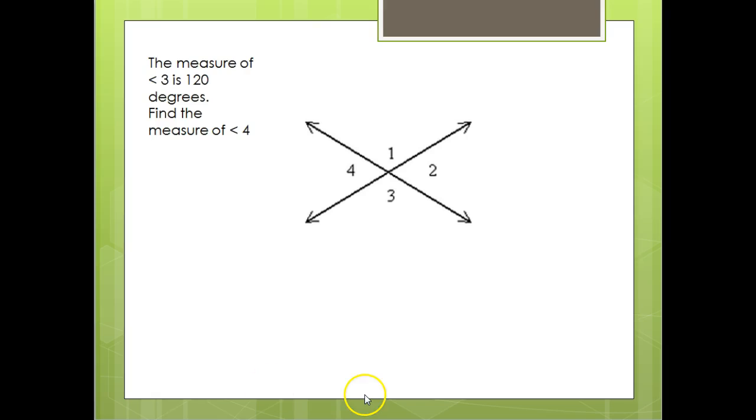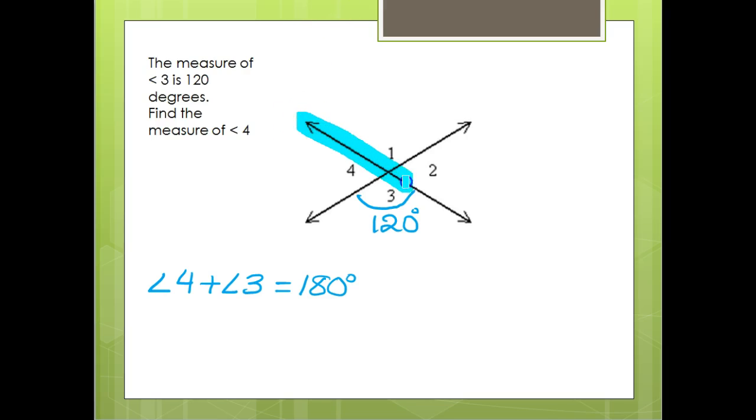Okay. Ooh, I love these. Okay, so these are vertical angles. We talked about this in lesson 2, I think. So it tells us right here that the measure of angle 3 is 120 degrees. Awesome. Now, angle 4 plus angle 3 is a supplementary angle, so it equals 180 degrees. Okay?